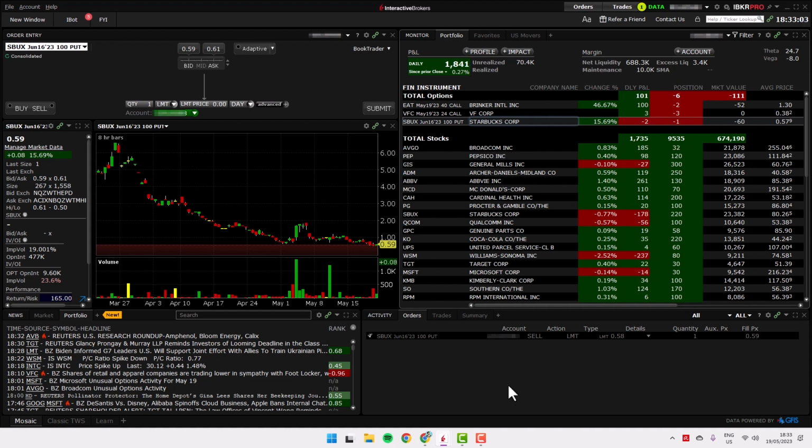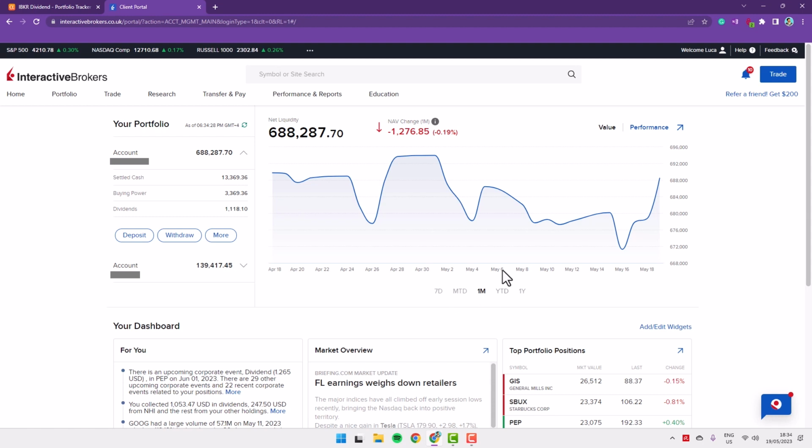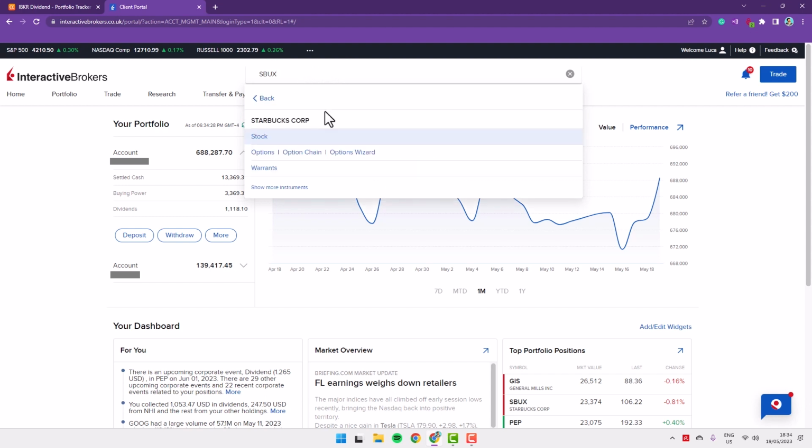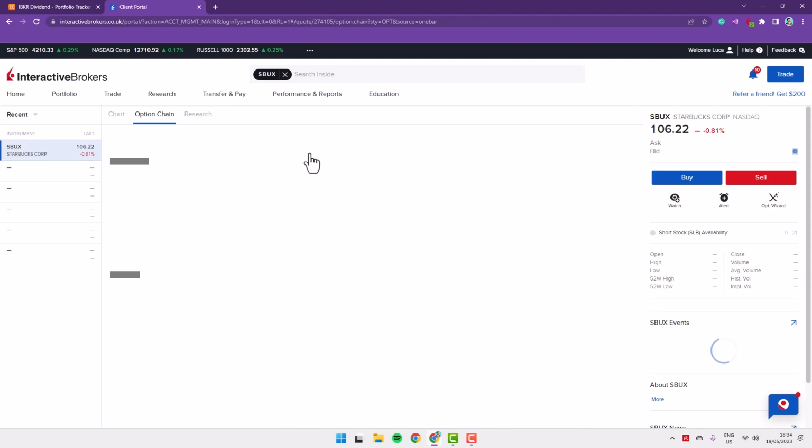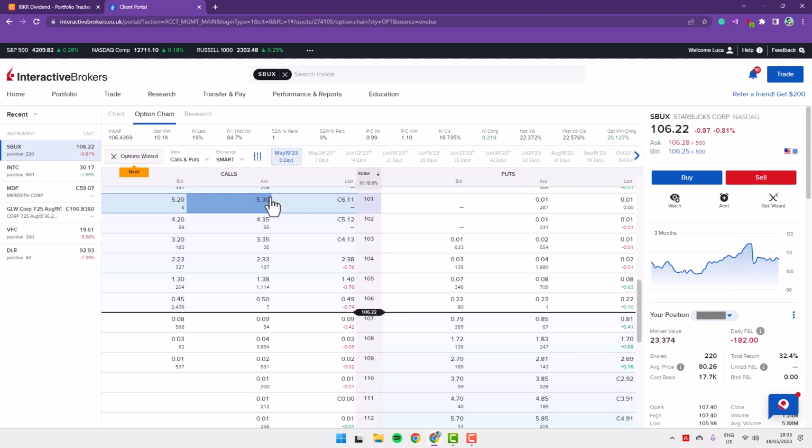So let's now take a look at the web version of Interactive Brokers, which works exactly the same but can be interesting to see. This is the dashboard of my portfolio. Let's search for Starbucks, exactly how I did in the Trader Workstation. This is the stock, and I want to see the option chain directly. So let's jump to the option chain. It's of course a little bit different compared to Trader Workstation, but if we look deeper, in the end the information is exactly the same.